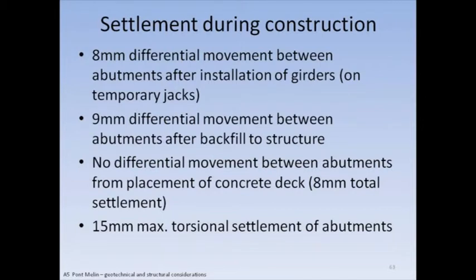During construction, what happened was a series of settlements occurred obviously at the different stages. Initially we had about 8 mil differential movement between the abutments after installation of the girders. That was when the temporary jacks were in place. There was then a 9 mil differential movement between the abutments after the backfill to the structure. And then finally, at the final stage, before the bearings were grouted up, there was no actual differential movement between the abutments, but there was about 8 mil total settlement. And overall, there was about 15 mil torsional settlement between the abutments.